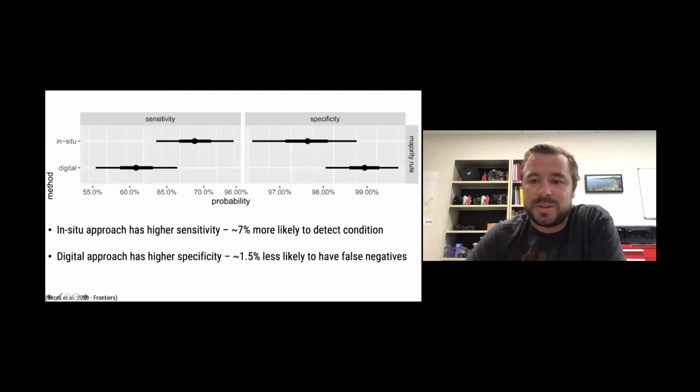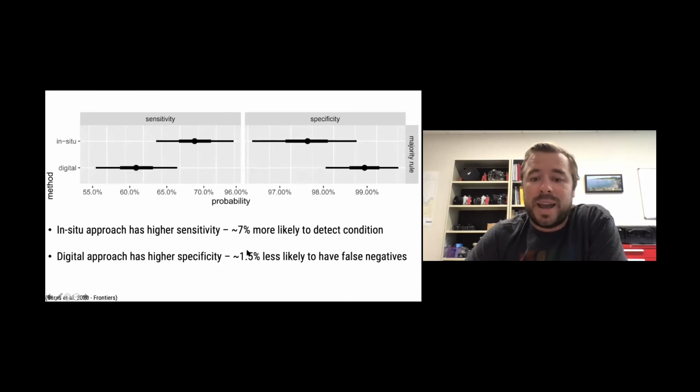And if all of this is making you feel like this, don't worry. The nice part about Bayesian stats is when it's all done, because then you get to ask relatively simple questions and receive nice, simple answers like this. The in situ approach had higher sensitivity. It's simple as that. No p-values, no fuss, no muss. You're 7% more likely to detect a health condition if you do it in the field. But the digital method has higher specificity.